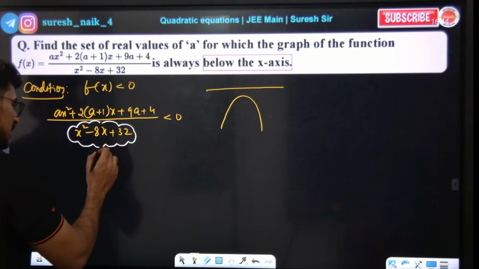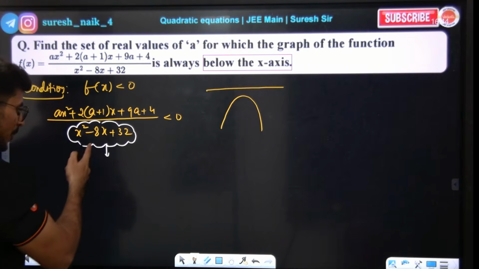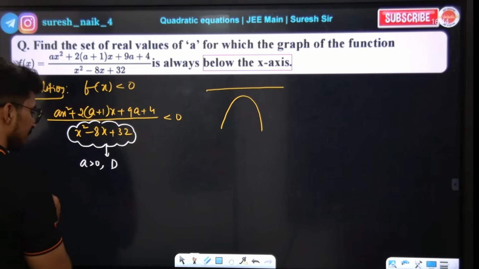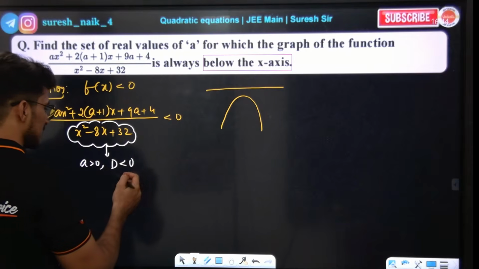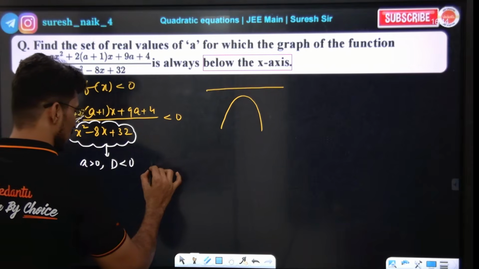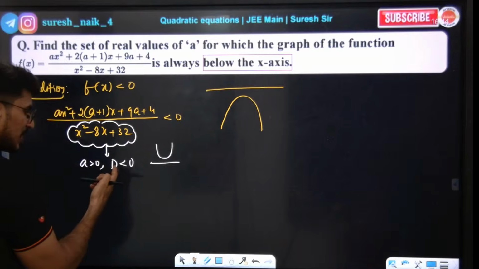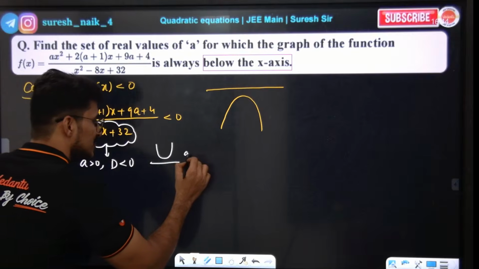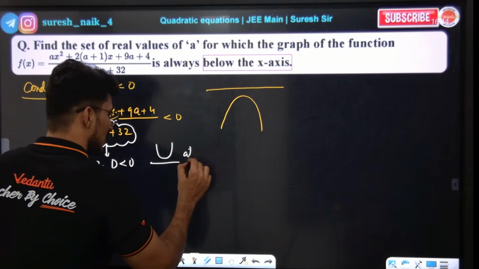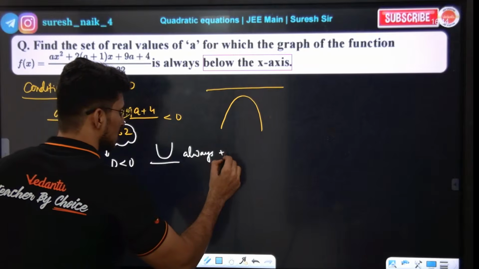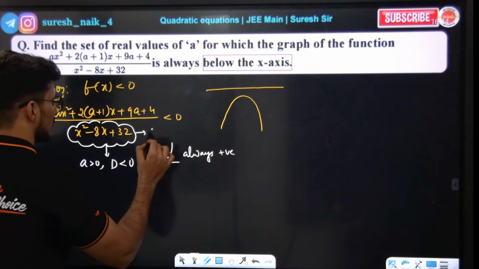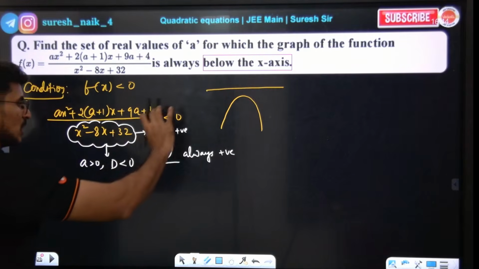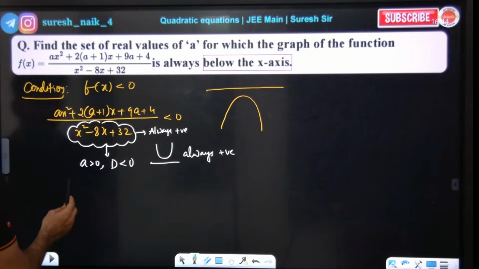Now this denominator is a quadratic. How do we check this quadratic? a is positive and discriminant is less than 0. A positive means an upward graph, and D less than 0 means it will not cut the x-axis. So this is always positive. Now the positive quantity can be cross multiplied, there is no doubt in that.